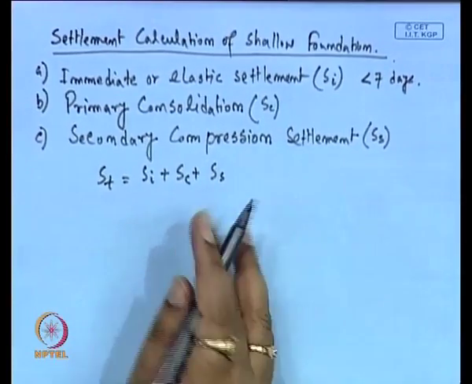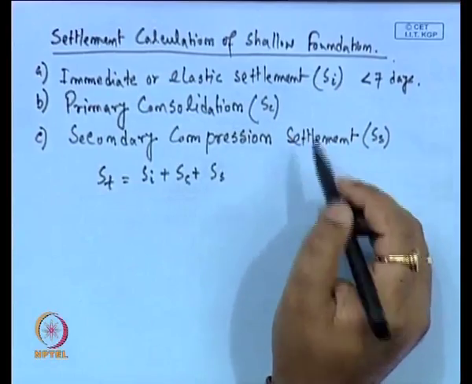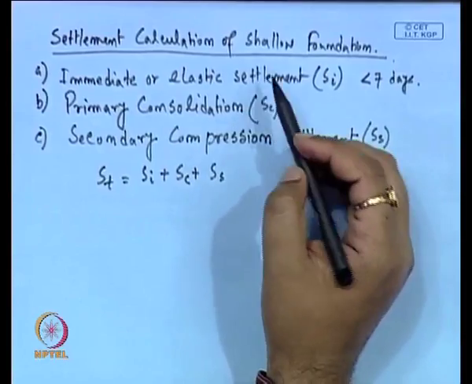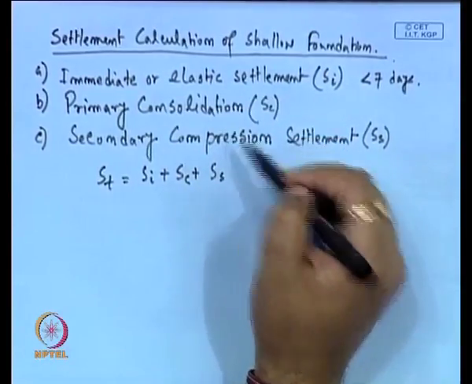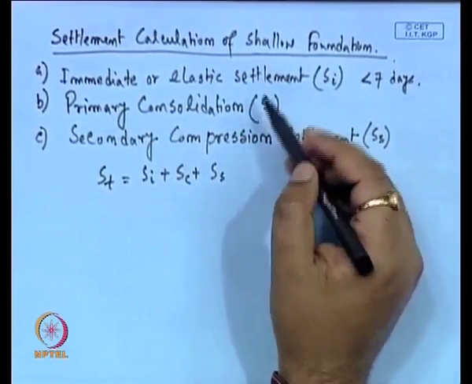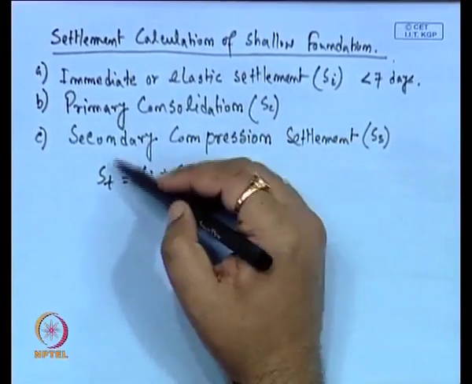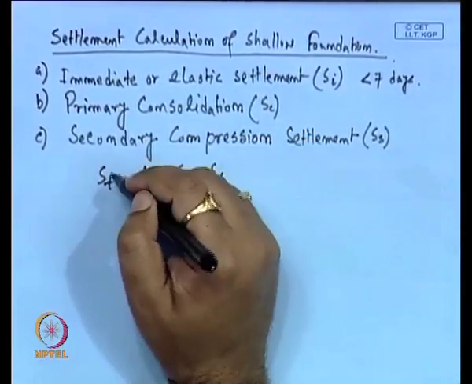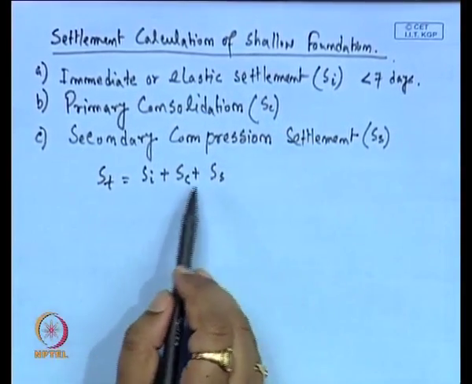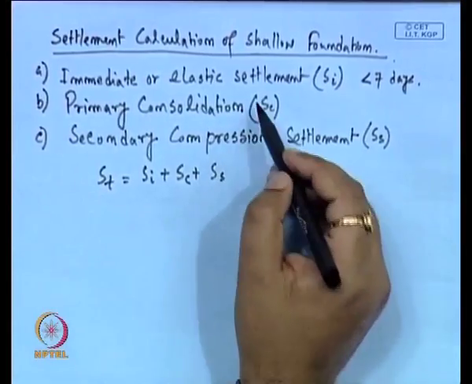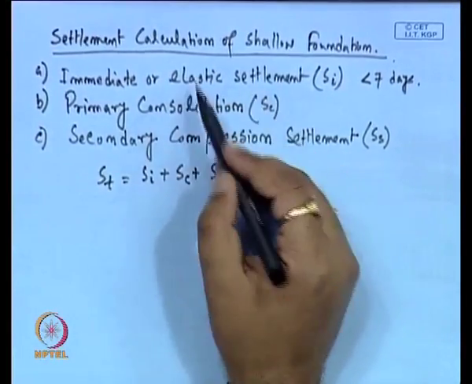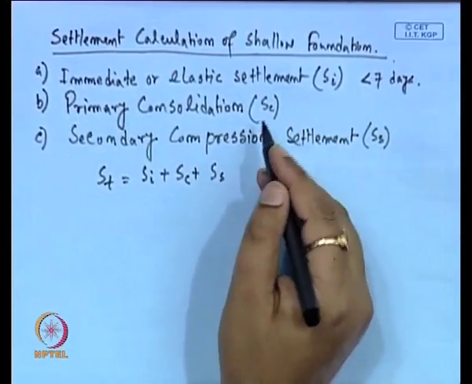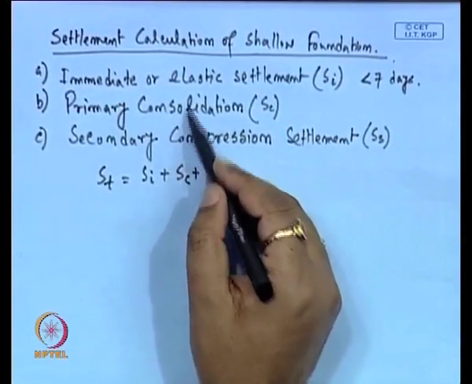Now, from these different types of soil, the total settlement that we will get is the combination, or the summation, of these three settlements. The contribution of each part to the total settlement depends on the soil type. For example, if it is a granular soil, then immediate settlement or elastic settlement is much higher compared to the other two types of settlement.